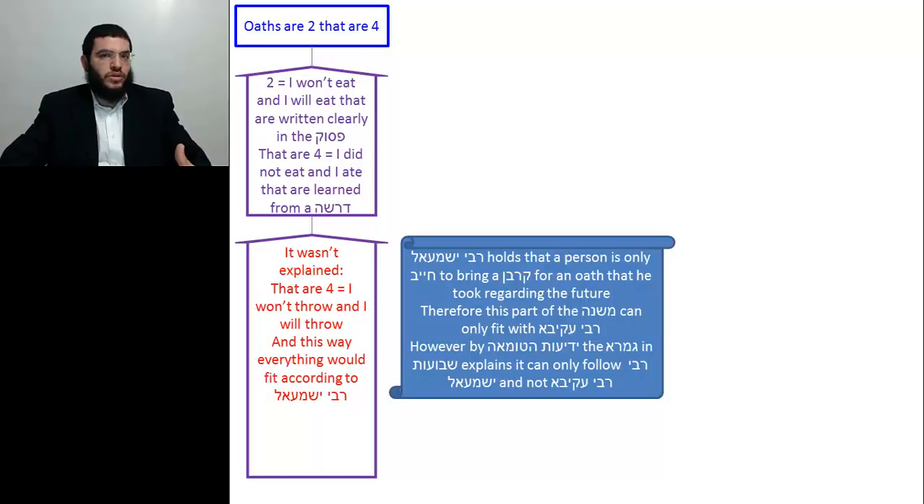So why don't we explain that Shavuos is referring to eating in the future and not eating, and the same thing with throwing, but all regarding the future? This way, Shavuos would fit Rabbi Shmuel, and Yedias Tumah fits with Rabbi Shmuel. So the whole Mishnah and Shavuos could fit with one opinion instead of splitting it.